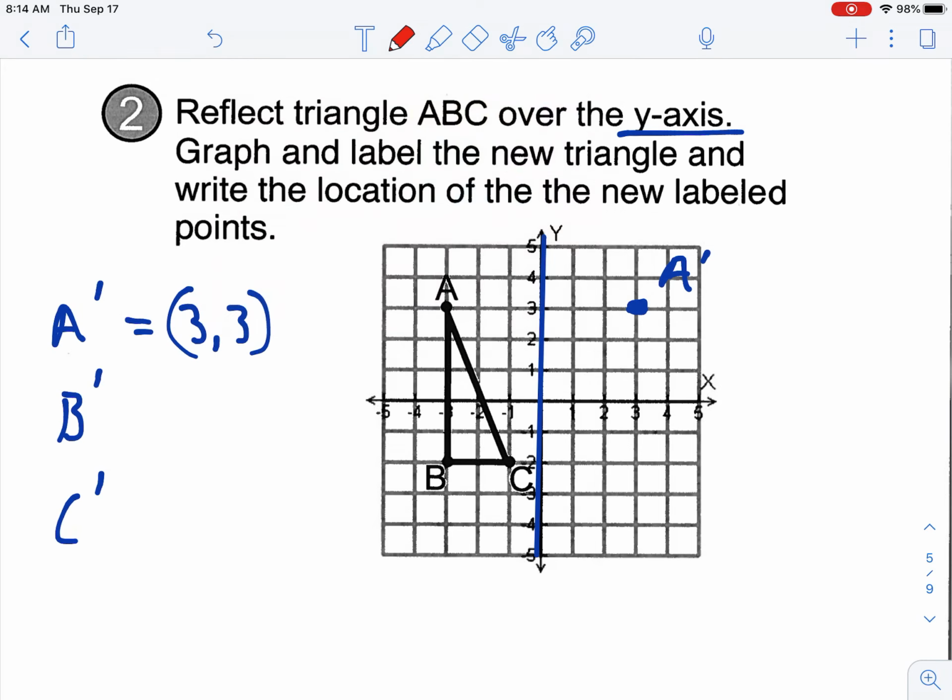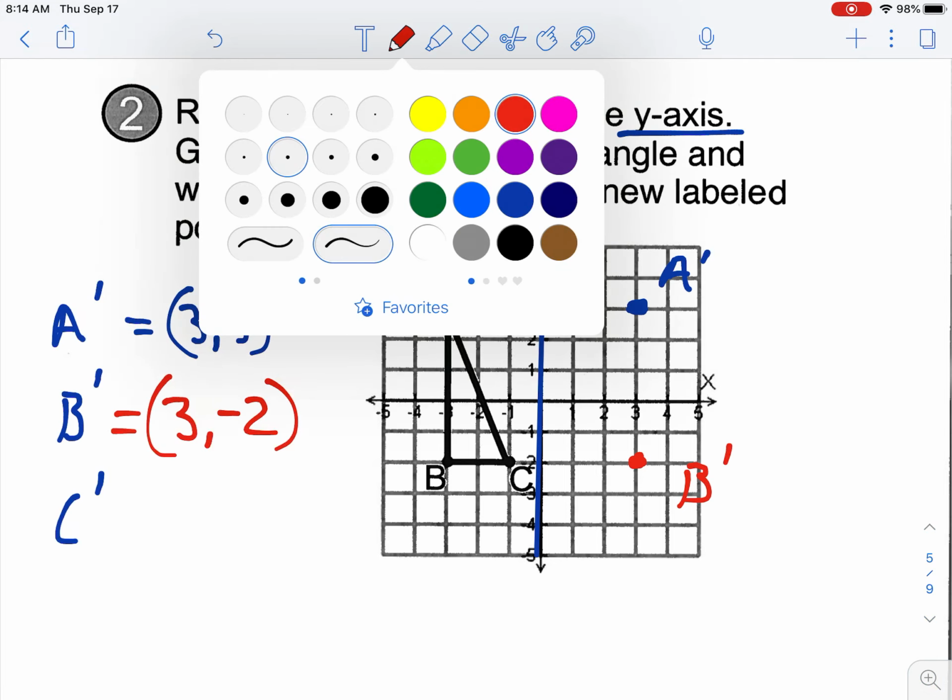All right, let's do B. B is 1, 2, 3 away from the line. 1, 2, 3 away to the other side is B prime. All right, those coordinates would be right 3, down 2, so we're at 3, negative 2.